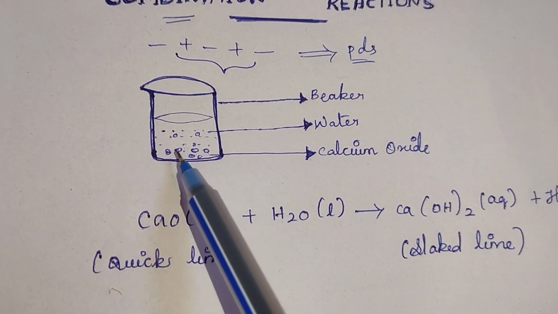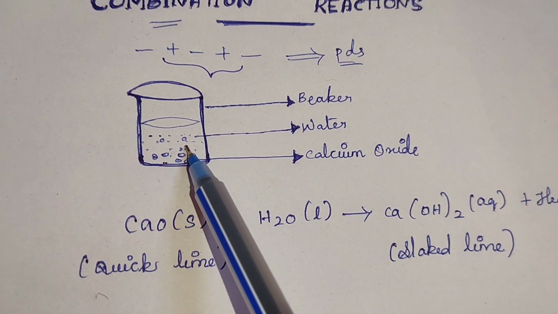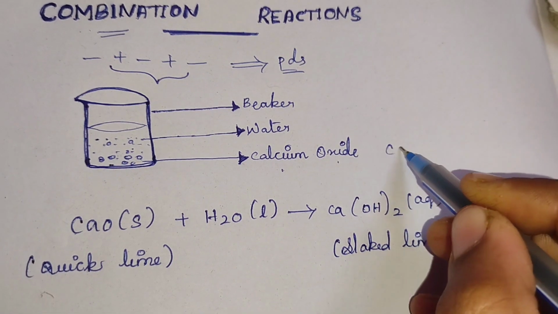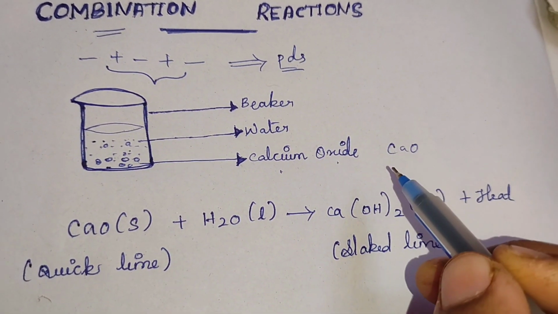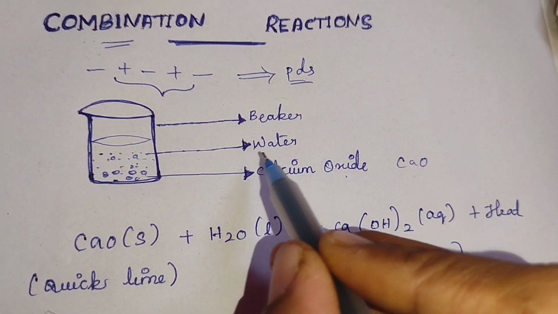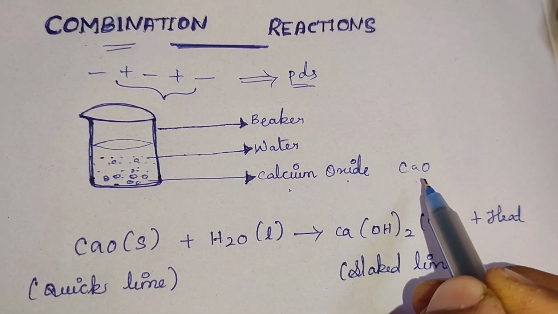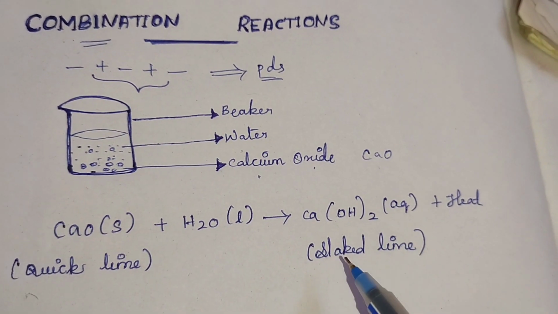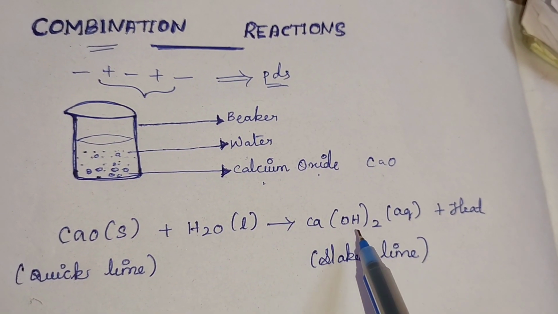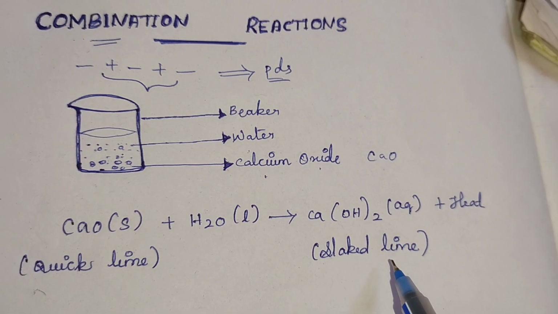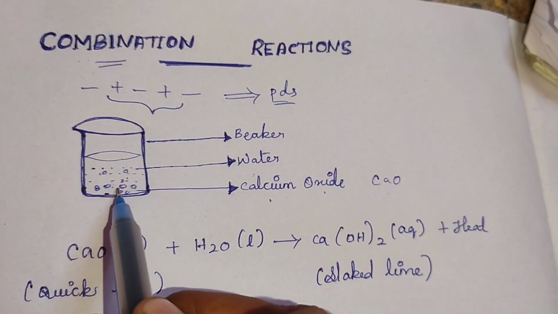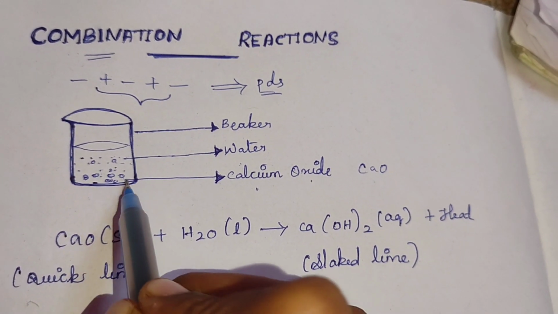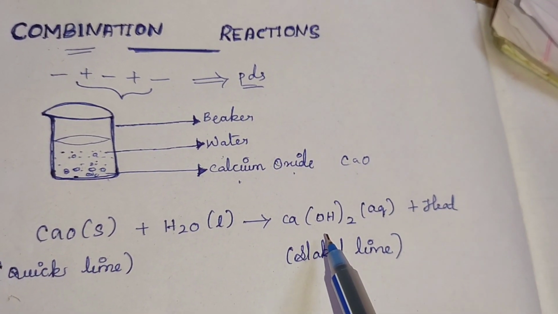In the beaker I am taking water and calcium oxide. I am mixing the calcium oxide and water, and the calcium oxide mixes vigorously with water, then it gives calcium hydroxide, which is known as slaked lime. In the beaker, I am taking calcium oxide plus water. Both are mixing with each other. Finally, I got calcium hydroxide.